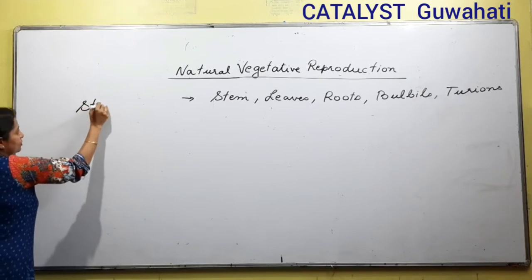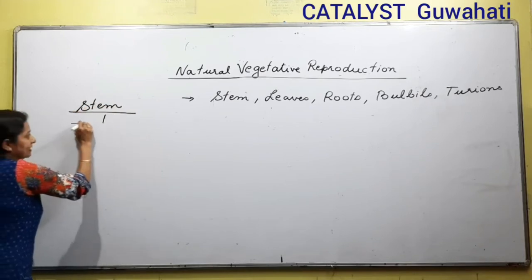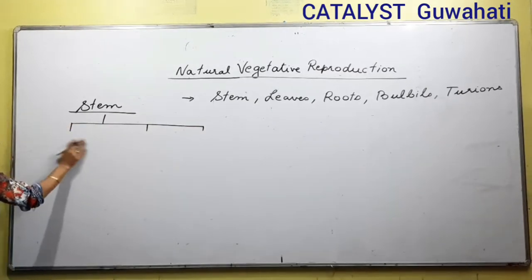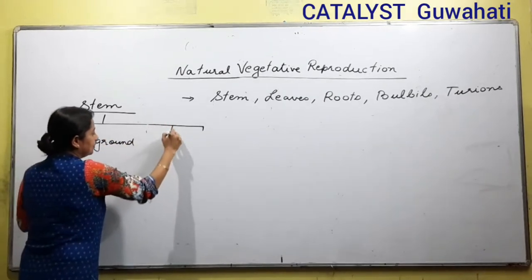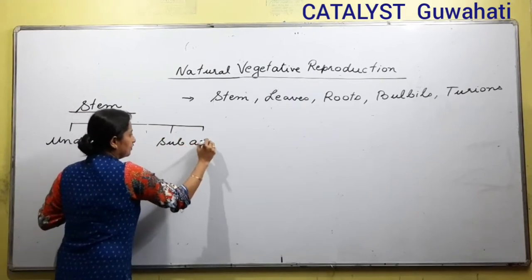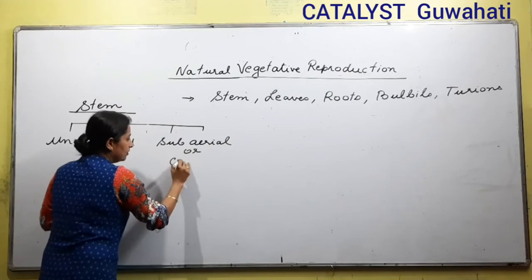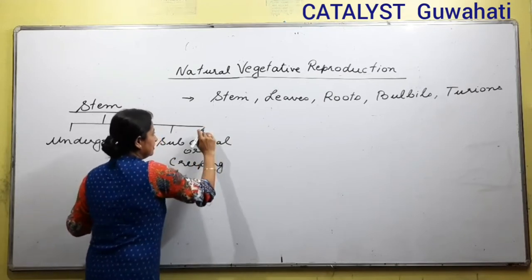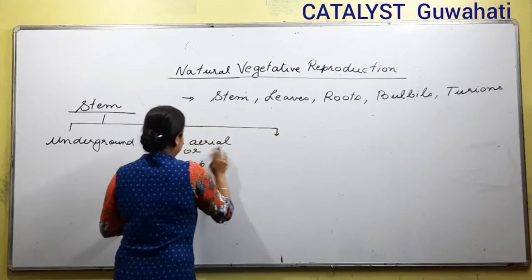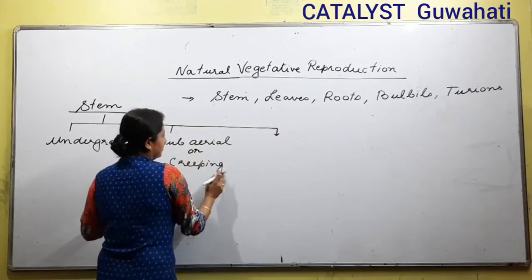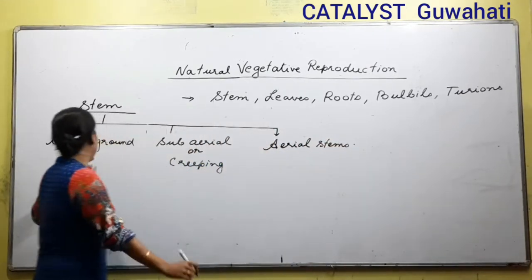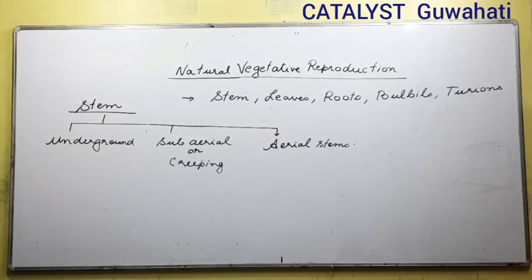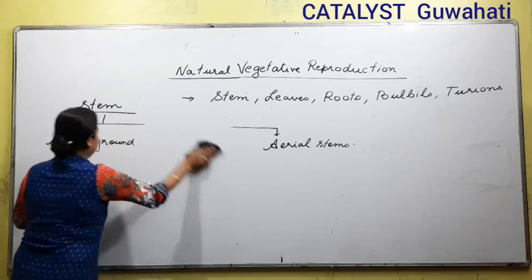When we talk about stem, I think we have done it in the last class, it has been classified under three categories. They are underground stem, subaerial or creeping stems, and aerial stems. So we would be knowing first about the underground stem.